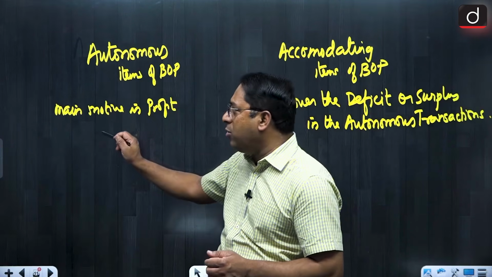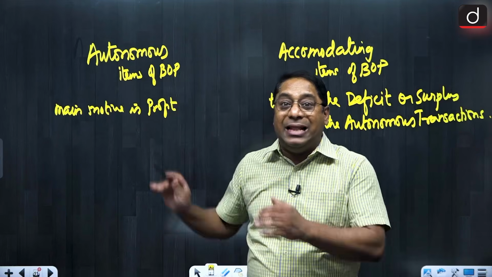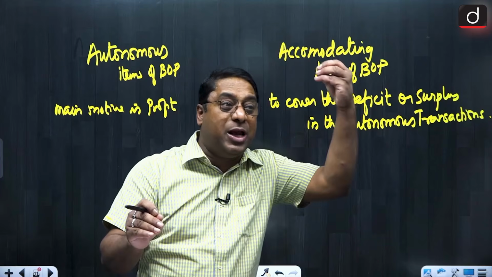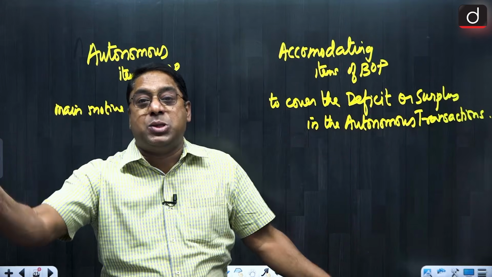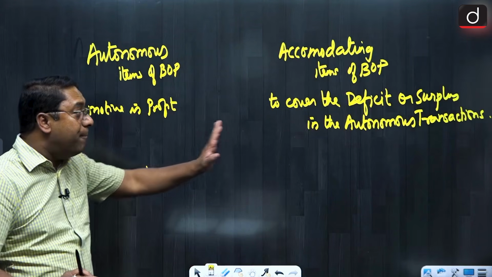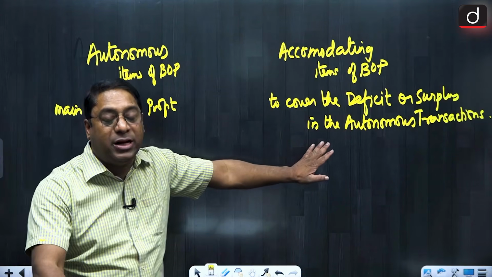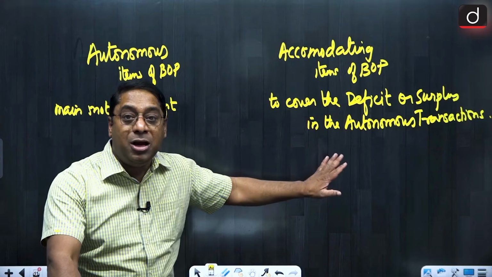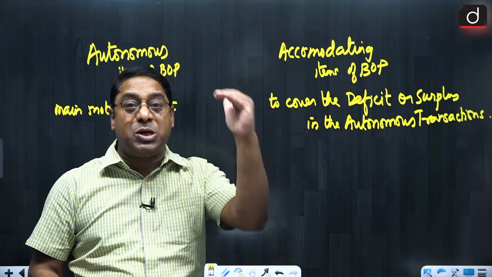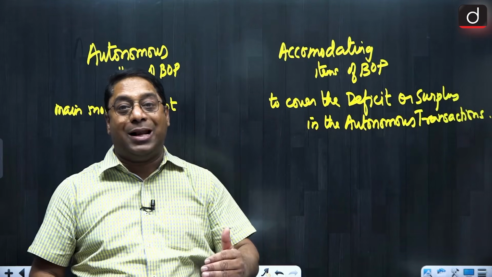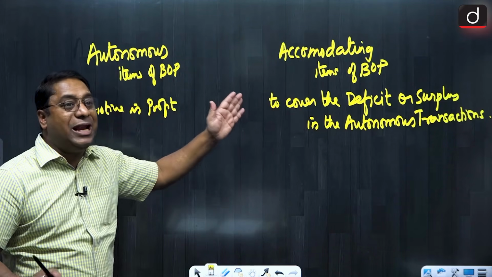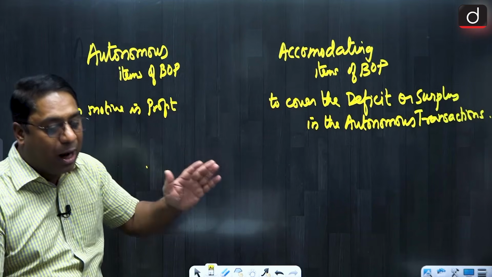Now, when I talk about the state of these items, they are independent of the BOP. That means whether the BOP is in deficit or in surplus, it doesn't matter. But the accommodating items are not independent with regard to the BOP. Why? Because their main motive is to balance the BOP. That means if the BOP is in deficit, you have to balance it. If the BOP is in surplus, you have to balance it. So they are not independent of the BOP account.